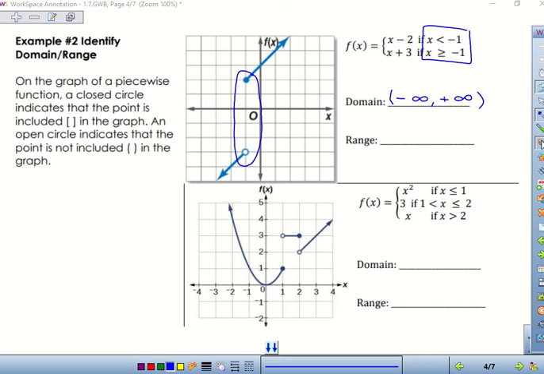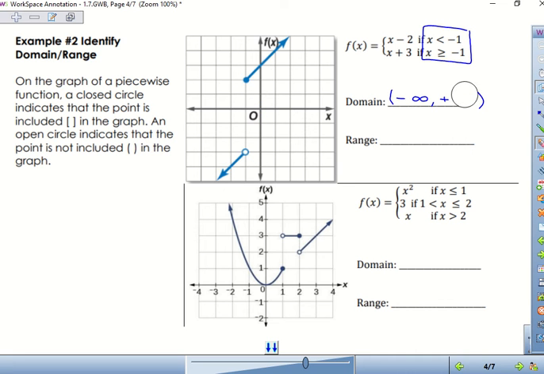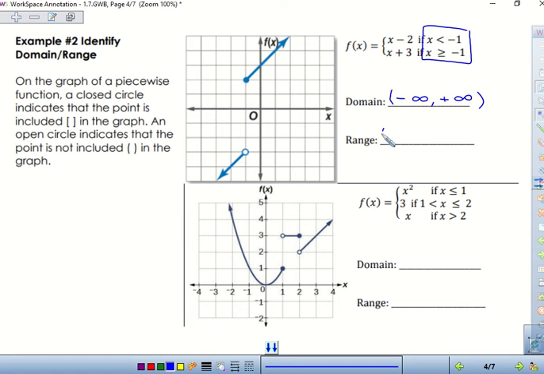Now we're going to talk about the range. The range is a little bit harder to identify. So as for the range, we're going to look at each piece separately. Does this function go down forever? It goes down forever, but then it stops going down at what value right here?